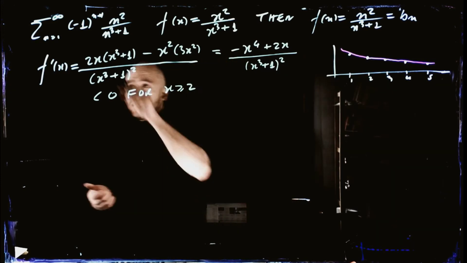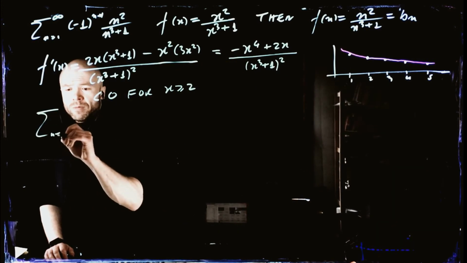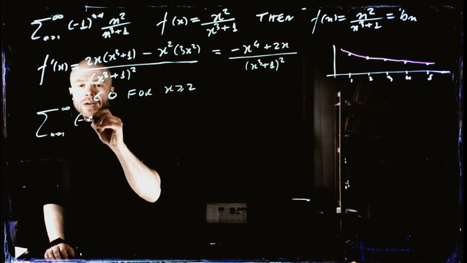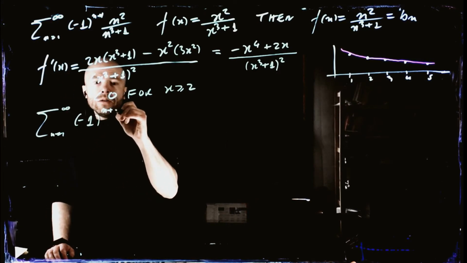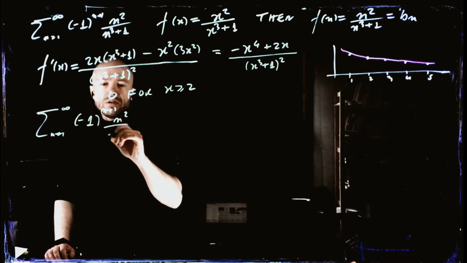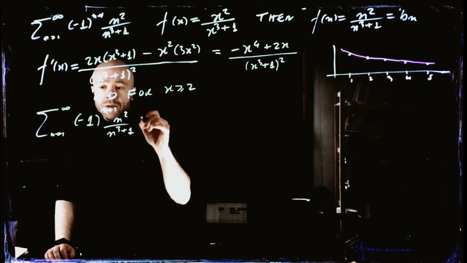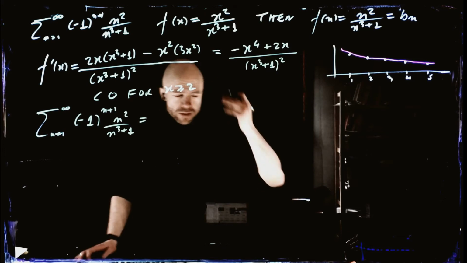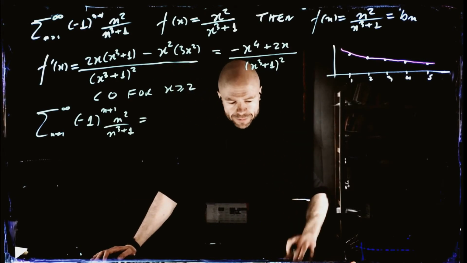So when we look at this series here, the sum from n equals 1 to infinity of minus 1 to the n plus 1, n squared over n to the 3 plus 1, then give me a big number, somebody. Give me your favorite big number.